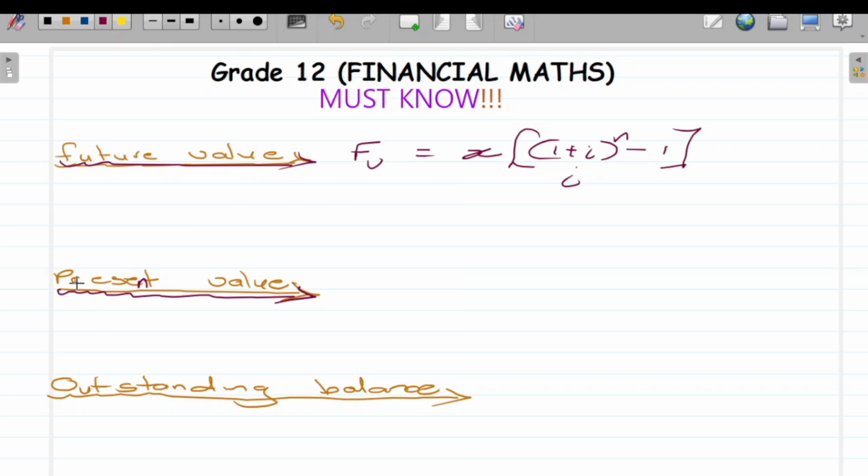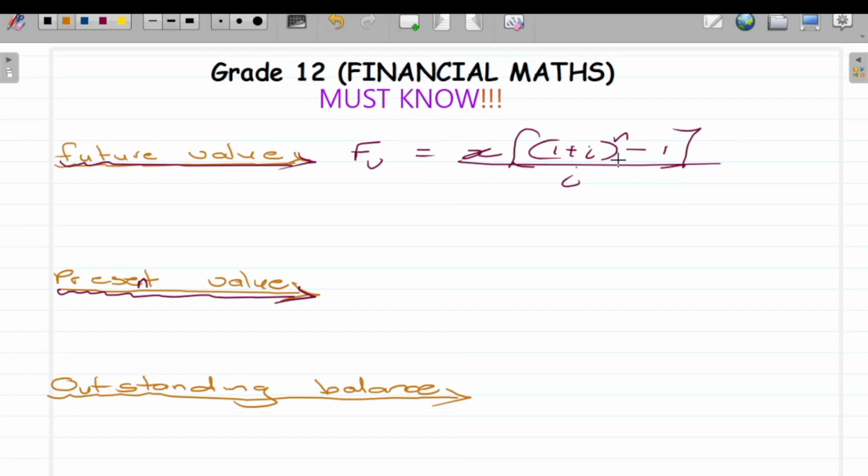Usually they introduce the present value before the future value. It doesn't matter, right? So the future value formula is where you are finding out how much money you have after a certain period of time when you're making monthly deposits into your account. So let me explain. Let's say that you are saving 500 Rand per month, and then you just want to find out how much you will have maybe after 24 months.